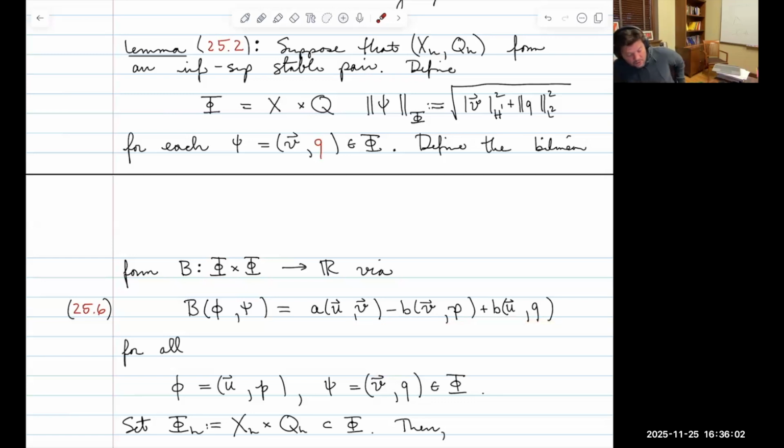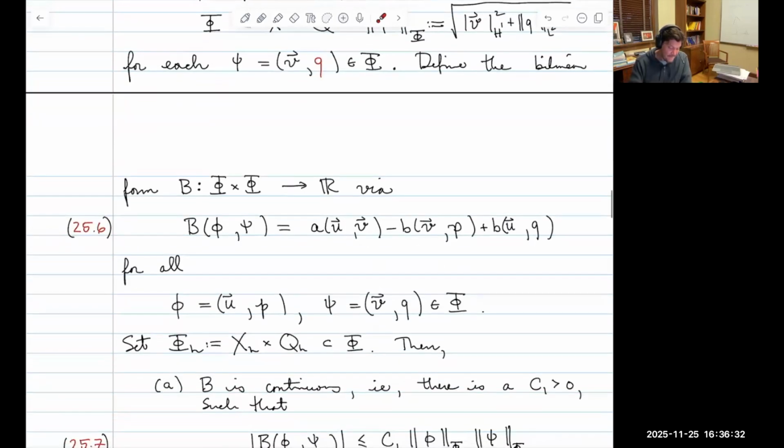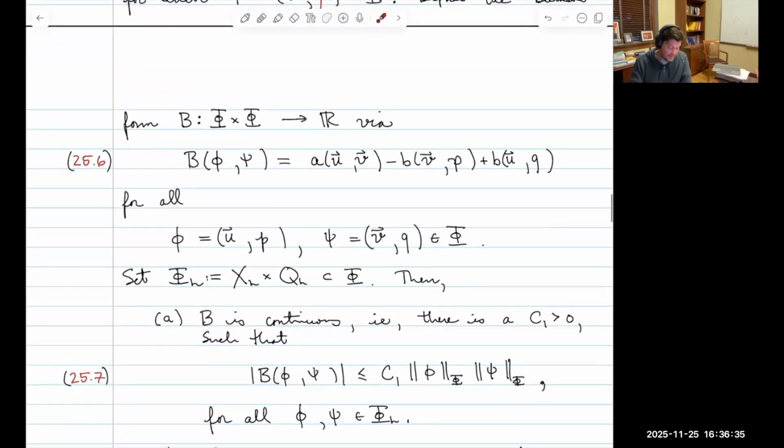So the one question that should be in your mind is: is it really bilinear? Okay, I've claimed it's bilinear, but is it bilinear? The answer is yes, it's bilinear because everything in sight is linear or bilinear. The A bilinear form is linear in its first and second components, so is B, and so is the second form of B. So I can easily show that this makes a bilinear form. So that's the first step.